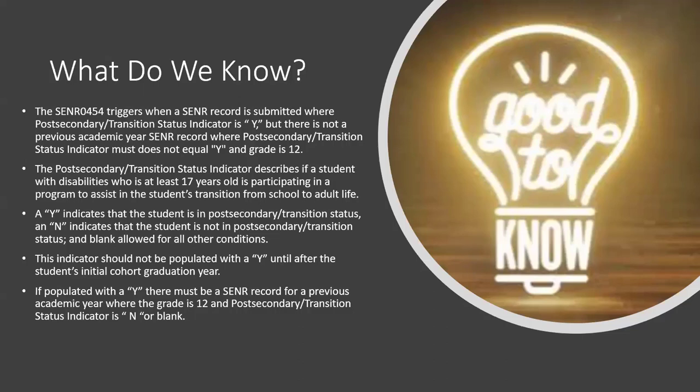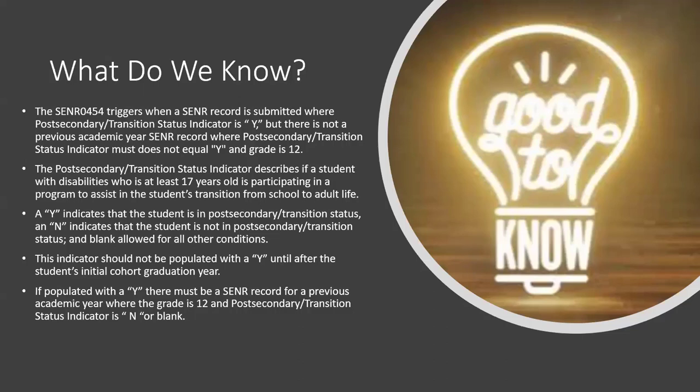The post-secondary transition status indicator describes if a student with disabilities who is at least 17 years old is participating in a program to assist the student's transition from school to adult life, right? And so this is you knowing your student's data. What you want to consider is, I understand the purpose of this indicator. Is it applicable to my student? Am I populating the data correctly in my student information system, right?